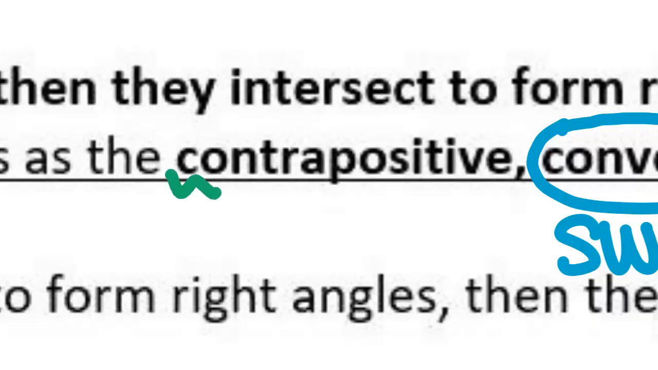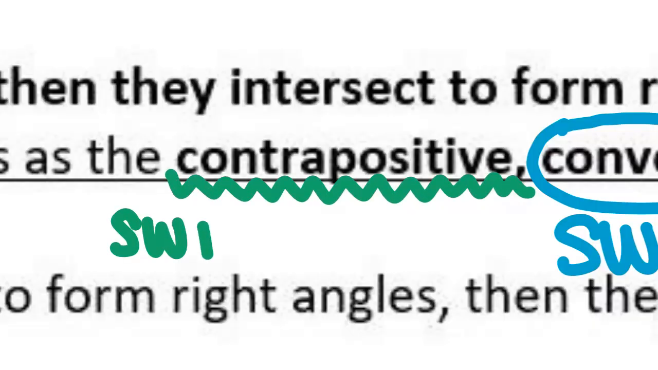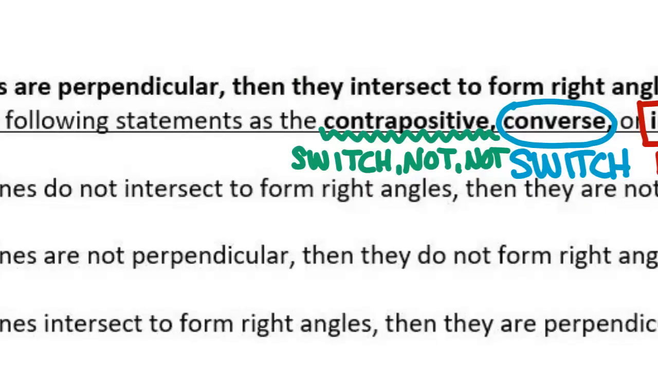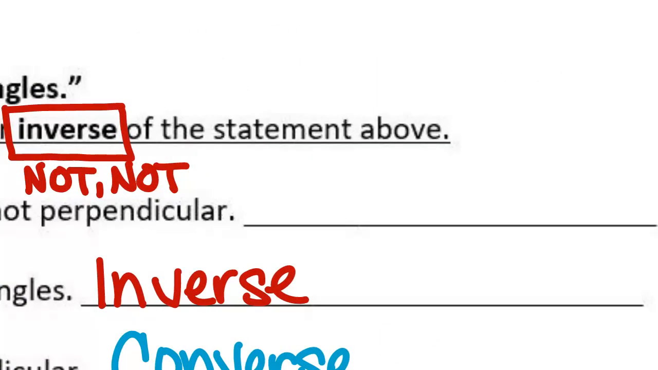Contrapositive. How do we make the contrapositive? Switch and not. So when we switch and not, it would be if two lines do not intersect to form right angles, then they are not perpendicular. That's exactly what it says right here. So that is my contrapositive.